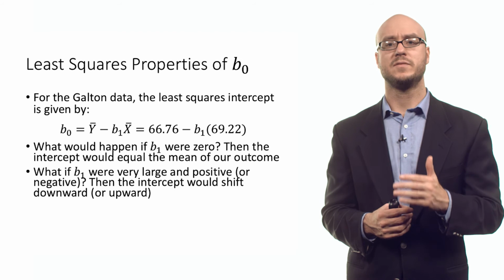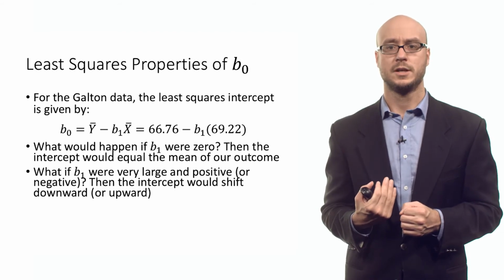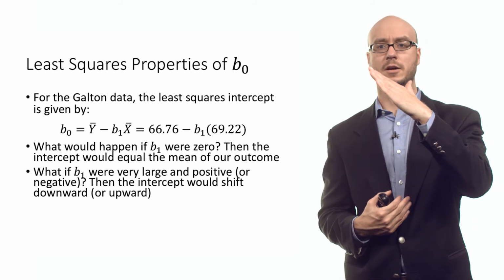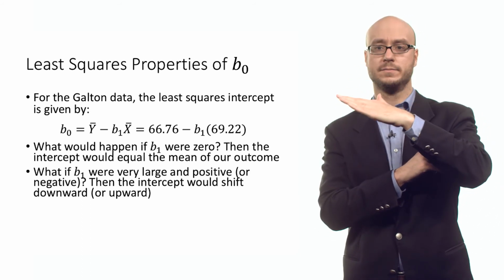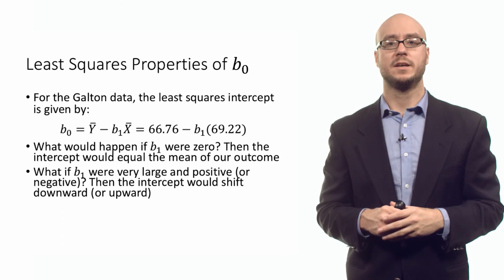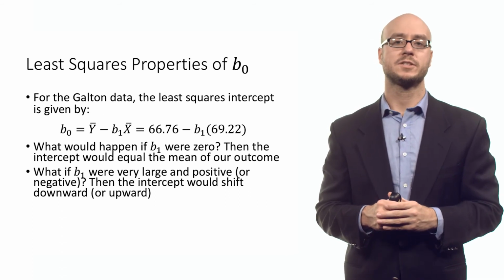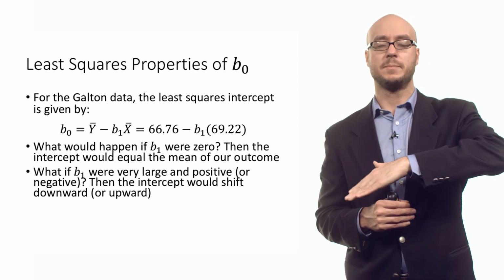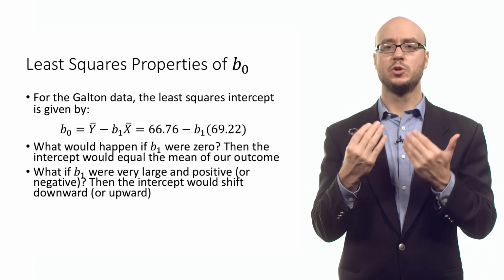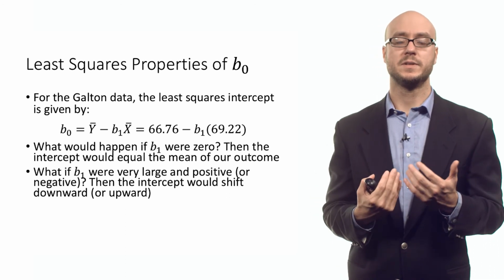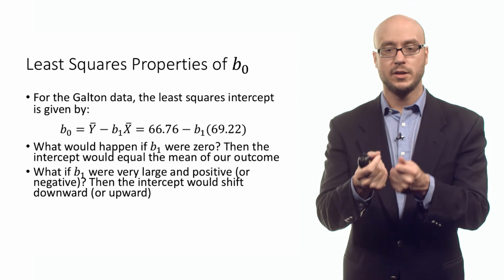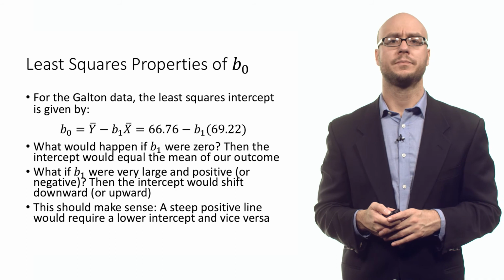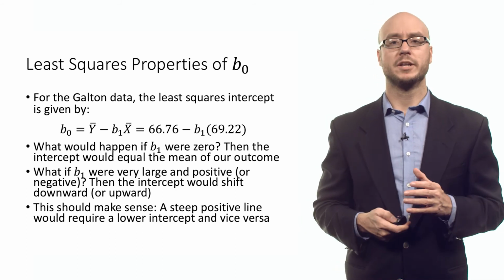Then you might ask, what would happen if the slope were very large and positive? If it's very large and positive, then the intercept would shift downward, because you're subtracting. That makes sense, because if the slope is very large, that intercept has to shift down. You might also ask if the value of the slope were large and negative. Then it's going to shift the intercept upwards. So you can see that all that's going on is that the intercept is shifted upward and downward based on the value of the mean of y, the mean of x, but also that value of the slope. And that should make intuitive sense.